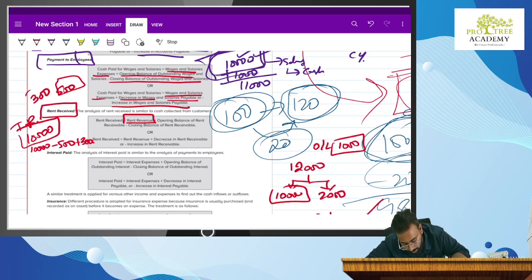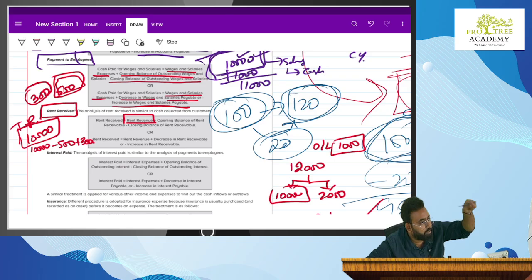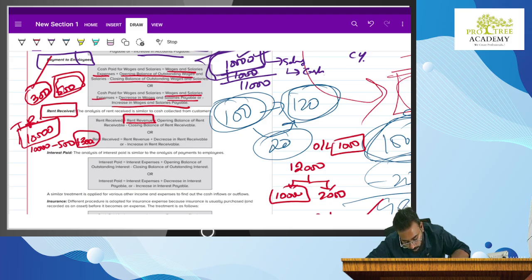I have an opening balance of 300 which will be received in the current year. Current year balance of 500 is not received. So what is the total rent? 10,000. But what is the opening balance of rent which you have received in the current year? 300. So add 300. Correct, sir? Out of 10,000, how much is not received? 500. So reduce 500.